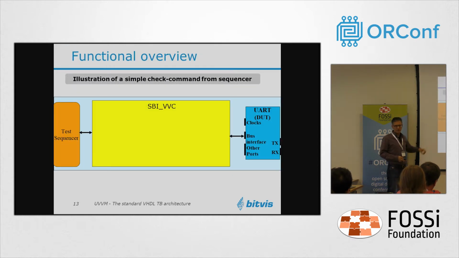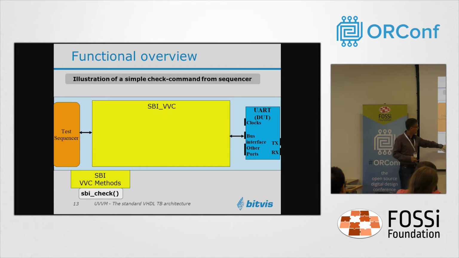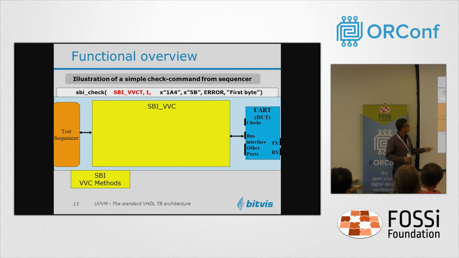So let's look at that scenario. And I'll illustrate this with a simple check command from the sequencer. So basically what we do is an SBI check, and this is the command we're going to run. An SBI check, and we're going to check that at this address, we will read this data. Of course, you use constants if you're going to make a good structured test bench, but this is just to illustrate. If we don't read that, it is an error, and this is just a message.